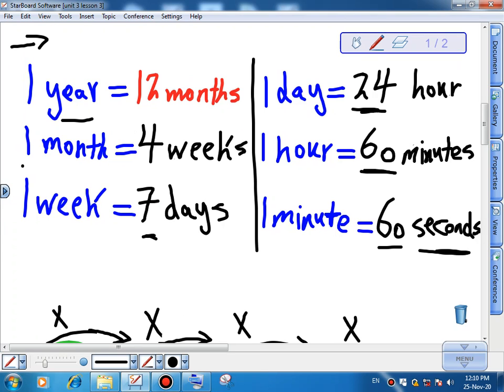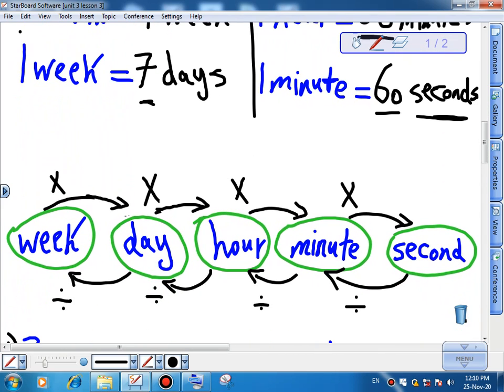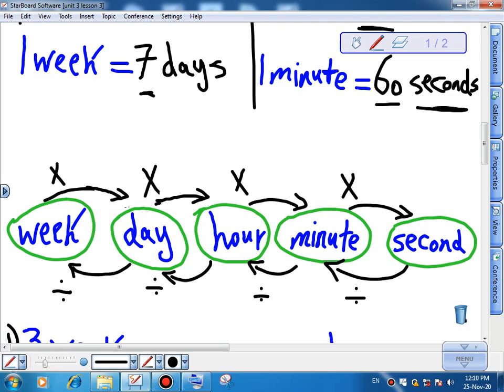Okay, if we need to convert, as we learned in weight and capacity, from the smallest unit to the greatest unit, we divide. We use the division operation. And if we need to convert from the greatest units to the smallest units, we multiply, use the times.